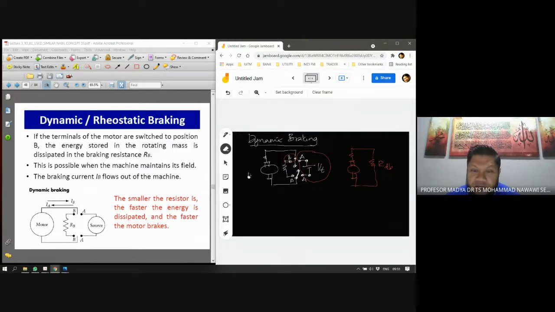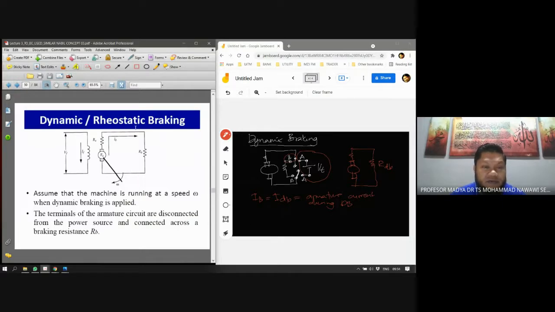We have any current here. So here IB or IDB, dynamic braking, equals the armature current during dynamic braking. Okay, it's armature current. The machine maintains the braking current flowing out of the machine. The smaller the resistor is, the faster the energy is dissipated and the faster the motor brakes. So if you replace it with a small resistance, the faster the kinetic energy will be removed and the motor will slow down rapidly during that time. Okay, so this is again dynamic resistance braking.